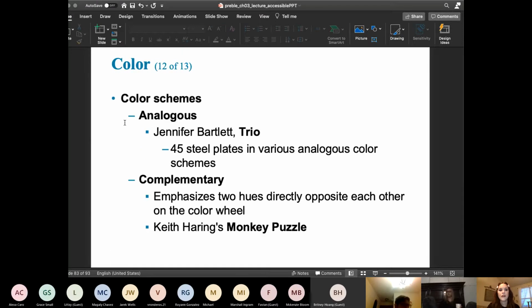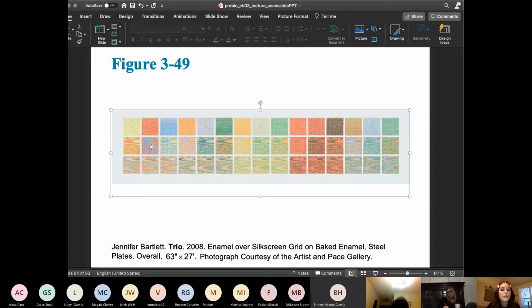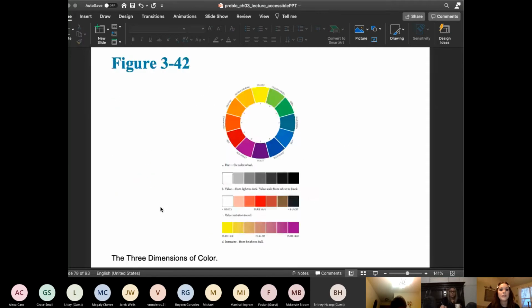An example of an artist that uses analogous colors in a painting is Jennifer Bartlett's Trio. And here's that painting there. Every single one of these squares is done with analogous colors, so colors that are directly next to each other. For example, let me pick out one and see if I can blow it up. The red and blue one there. We go back to our color wheel. We see the red-orange and the blue-green here.